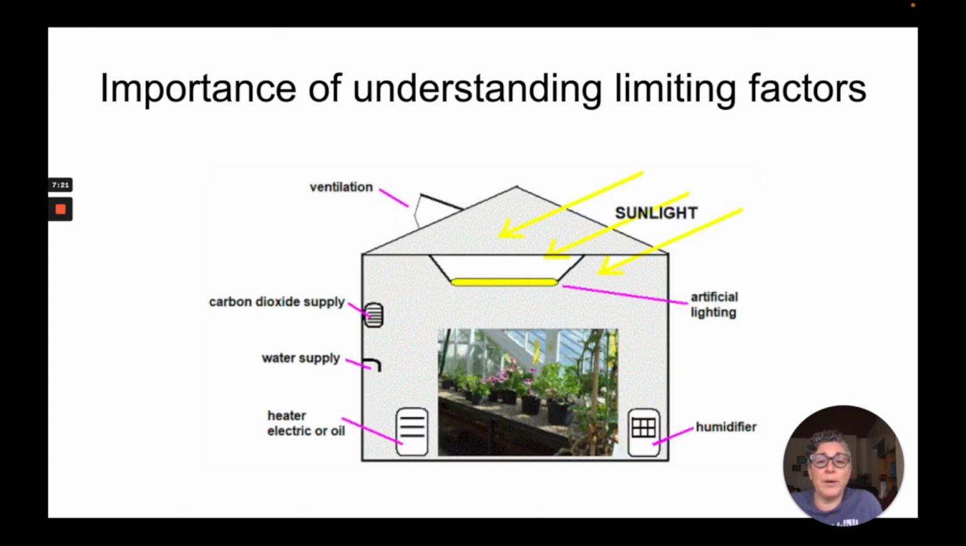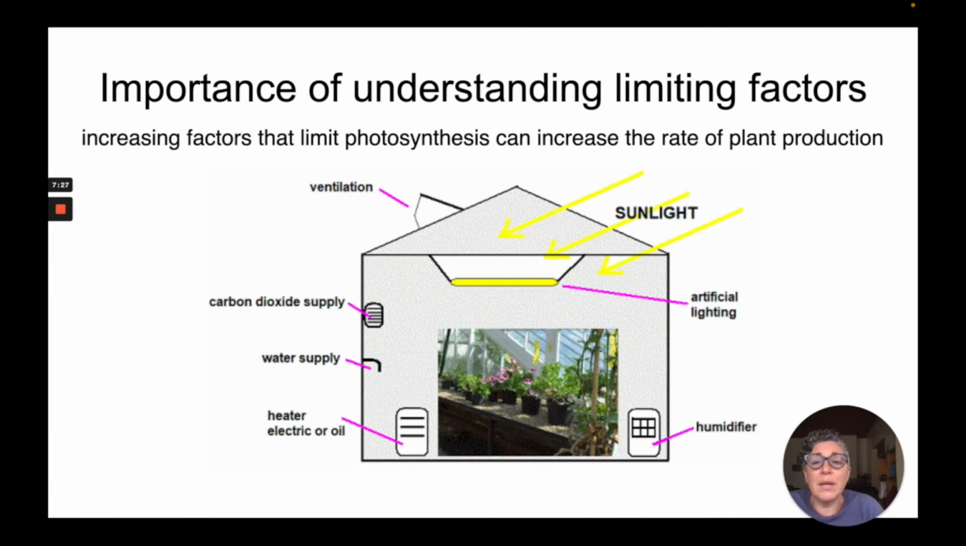So why is this important? Why do we want to think about limiting factors? Well, when we increase factors that limit photosynthesis, we can increase the rate of plant production. And this is important in the case of a greenhouse. So in a greenhouse, a farmer can control all of these different factors. So number one, they can control sunlight, whether it comes in. They can provide artificial lighting at night to continue photosynthesis during that time. They can have ventilation, which is going to allow for oxygen to leave and carbon dioxide to come in, so there's good ventilation around the plants.